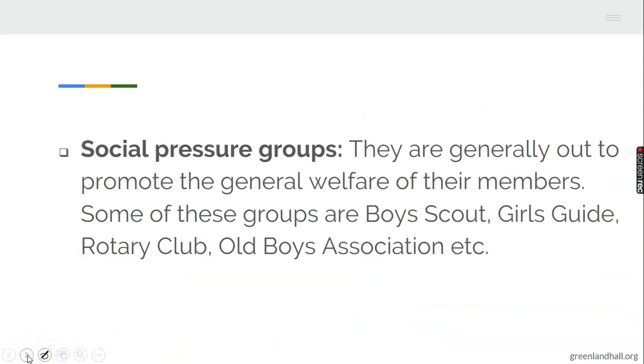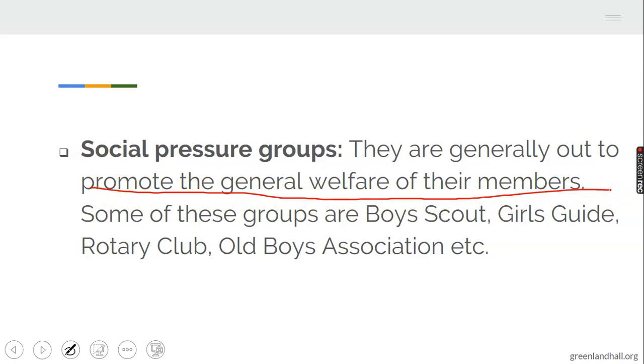Another one is social pressure groups. They are generally out to promote the general welfare of their members. Some of them are Boy Scouts, Girls Guide, Rotary Club, Old Boys Associations. All of these, they are under the social pressure group. What they are there to promote is the general welfare of their members.